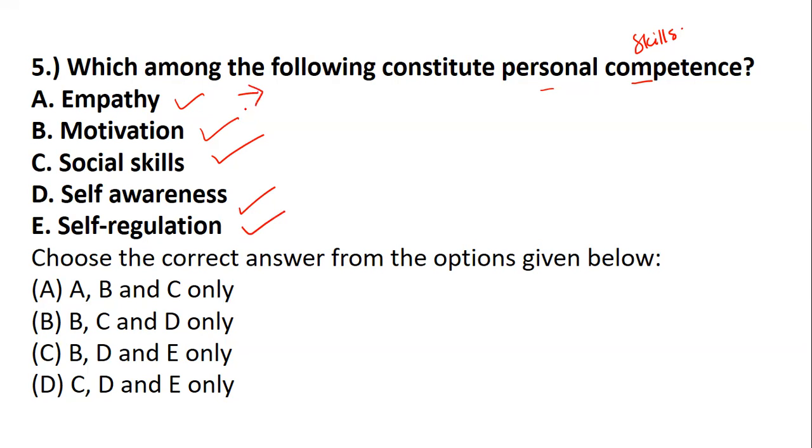Now, what is empathy? This word is very regular in teaching aptitude. It is nothing but the ability to understand when you speak with others. Okay, it is the ability to understand each other. Motivation is an encouragement. Social skills is about your social activeness. Self-awareness is about your self-understanding. Self-regulation is your self-discipline. So, if you want to have personal competency skills, what among them will be required? Empathy, motivation, social skills, self-awareness, or self-regulation. It is a skill, right? So what among them will be required?